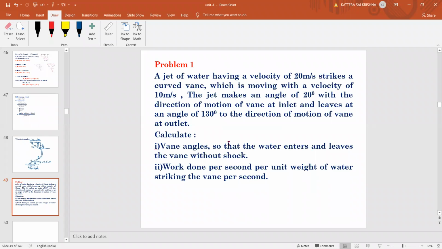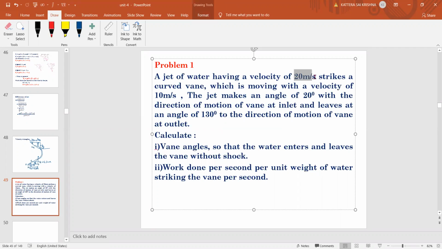A jet of water having a velocity of 20 meters per second. What is this? Anyone can tell what this is? A jet of water having a velocity of 20 meters per second. V1. Yes, very good. It is V1. Nothing but from the jet, whatever the velocity is coming, that is always V1. Okay, so V1 strikes a curved vane which is moving with a velocity of 10 meters per second. What is this?